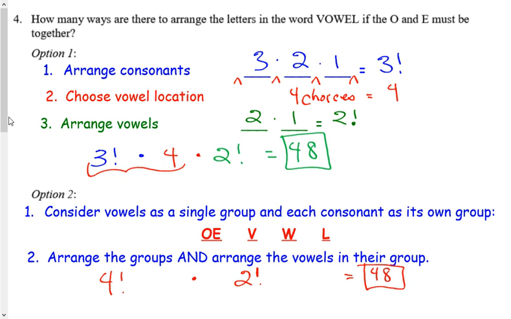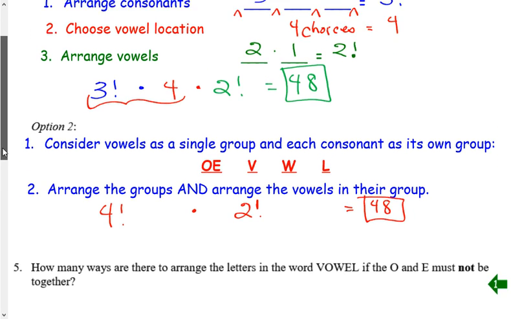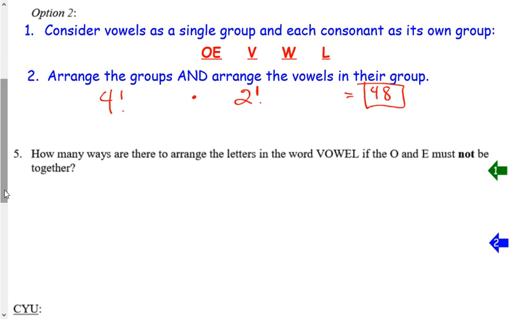Justin. Yeah. Option 2 starts by grouping the vowels together into a single group since they have to be next to each other. And then I think I have 4 groups to arrange. So each consonant is its own group. The vowels together is a group. So arranging those 4 groups is 4 factorial. Then I just need to arrange the vowels inside their group, and then I'm done the question.